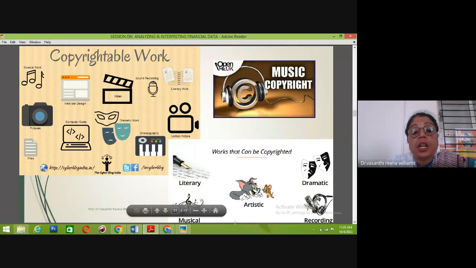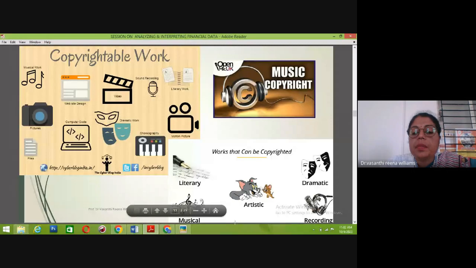It could be your computer coding, even that, a dance choreography, a blog, pictures, photos that you take. We usually click it very happily and use it as our screen saver or something like that. All these things come under copyrightable.